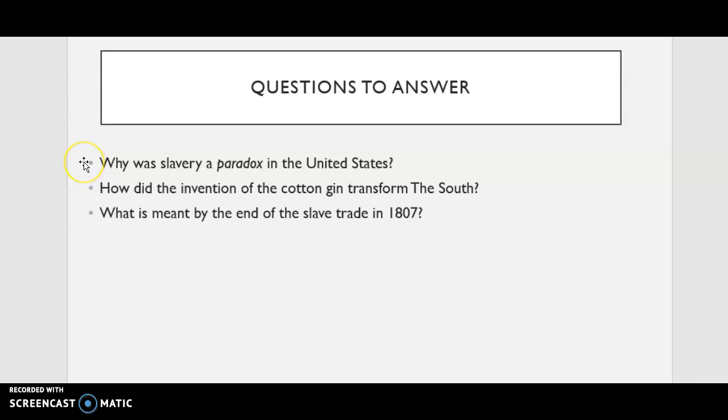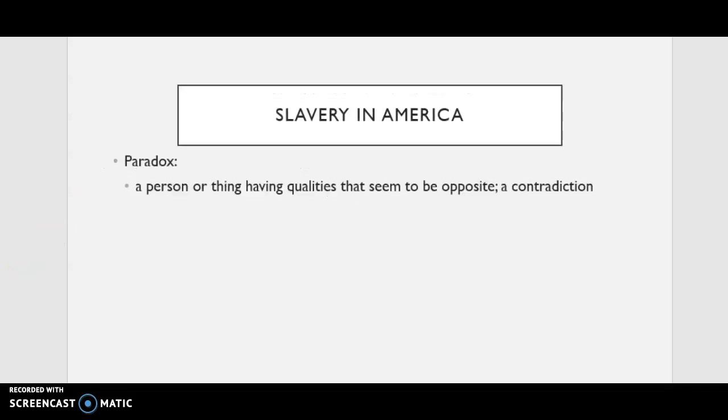So our main questions to answer for day one of the Civil War unit: why was slavery a paradox in the United States? And how did the invention of the cotton gin transform the South? What is meant by the end of the slave trade in 1807? All right, here we go. We're going to dissect each of these questions, and hopefully you can walk away feeling confident about the answer to each of them. So first, why was slavery a paradox in the United States?